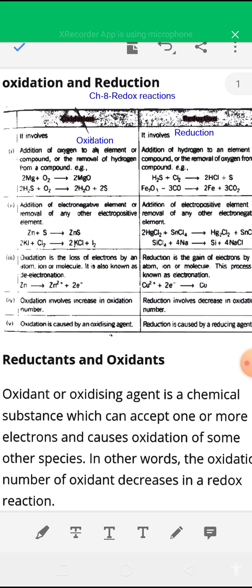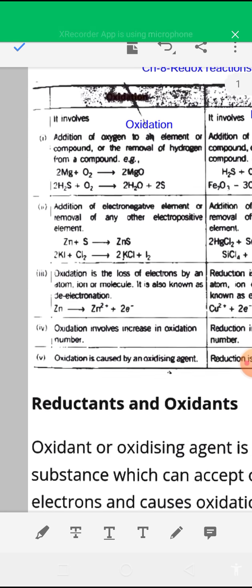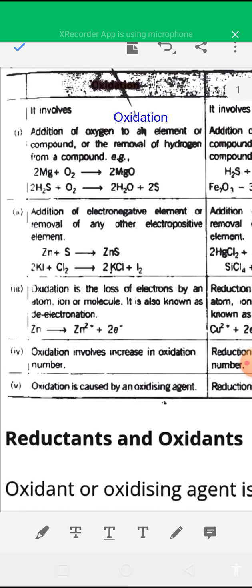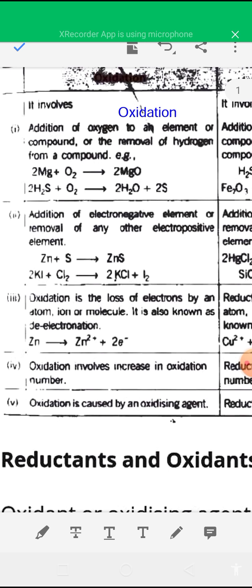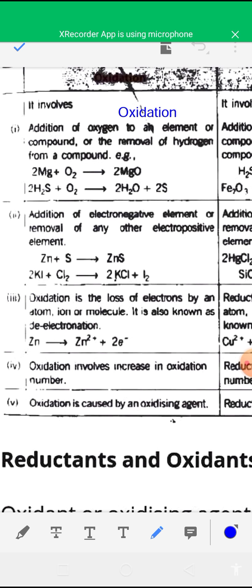So first you have to know what an oxidation reaction is and what a reduction reaction is. Here I have given the definitions of oxidation and reduction. You can define oxidation and reduction in terms of electron, in terms of hydrogen, and in terms of oxygen. These three definitions are given in the syllabus.